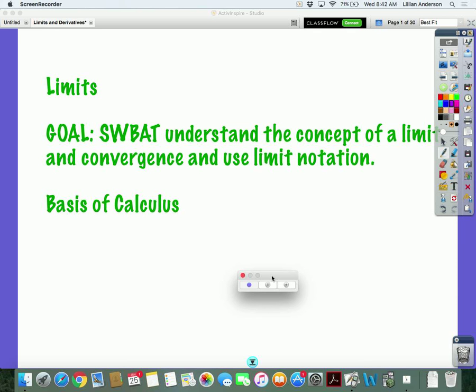All right, so we're talking about limits today. It is the basis of calculus. By the end of the period, you'll be able to understand what a limit is, what convergence is, and how to use limit notation, because limits is the foundation. It's the basis of what everything else in calculus is based off of.